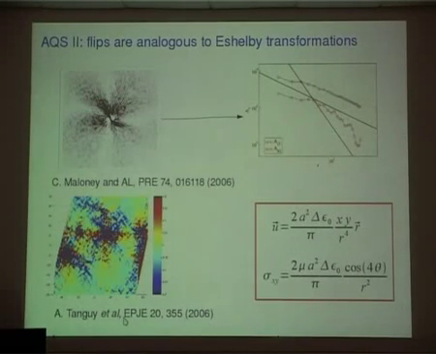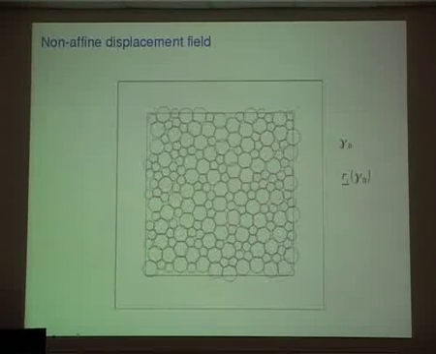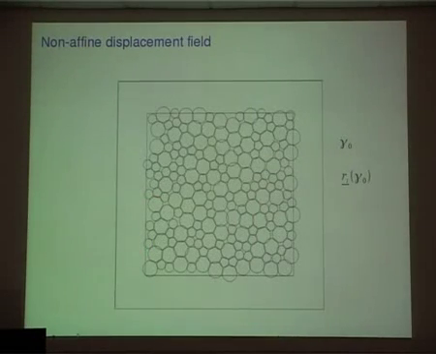I'd just like to do one parenthesis at that point, because I need one tool to show you, because I want to talk about softness in the material. I want to be able to tell you that there are some regions in the material which are softer than the other ones. And to characterize that, one way to look at soft regions is to look at what we call the non-affine displacement field. What is a non-affine displacement field?